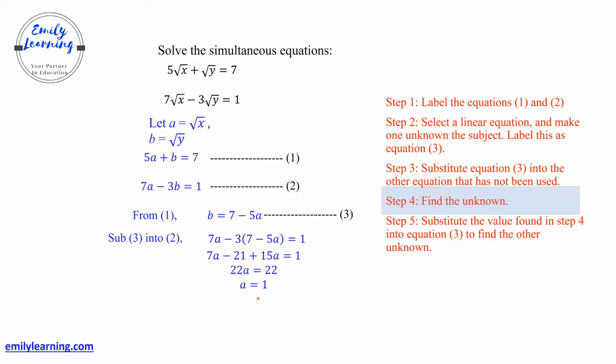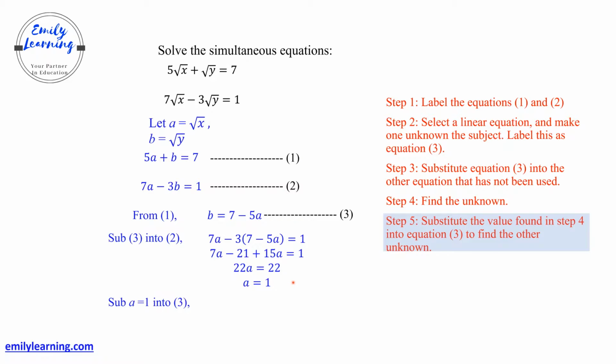So once I found a, I'll go on to step 5, which is to substitute the value found in step 4 into equation 3 to find the other unknown. So I'll substitute a equals 1 into equation 3. So I will get b equals 2. So now we have found a and b.